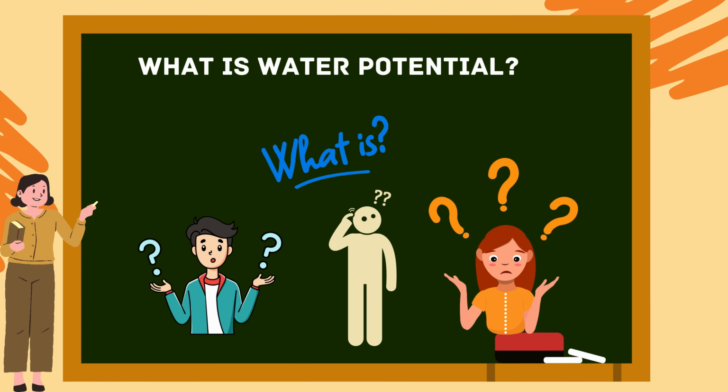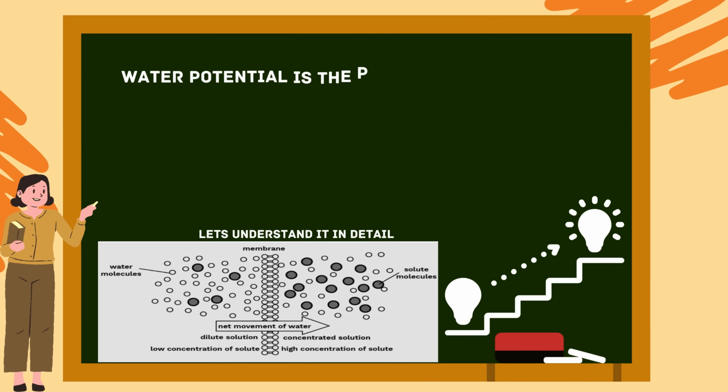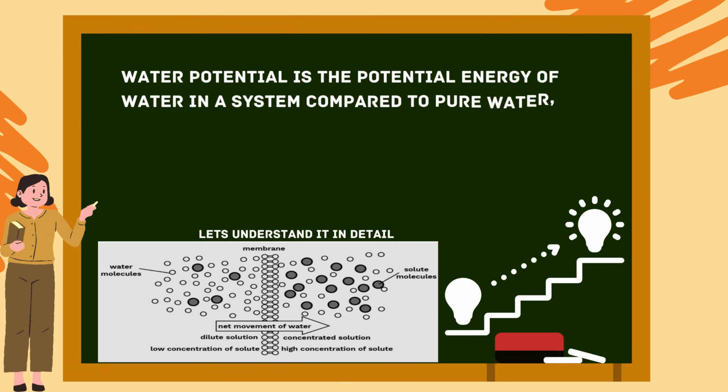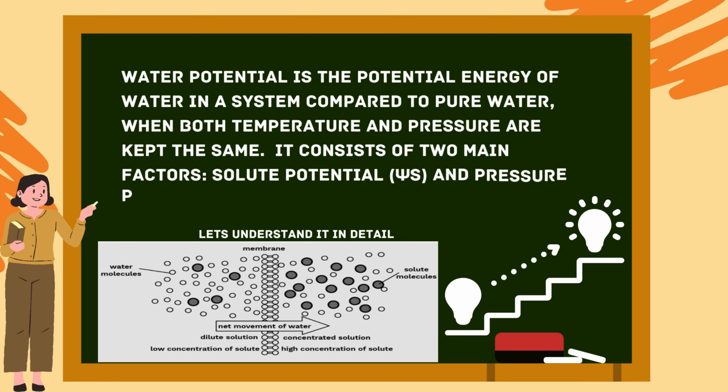Next topic is what is water potential. Water potential is the potential energy of water in a system compared to pure water, when both temperature and pressure are kept the same. It consists of two main factors, solute potential, Psi-S, and pressure potential, Psi-P.